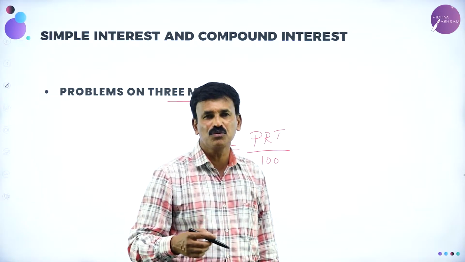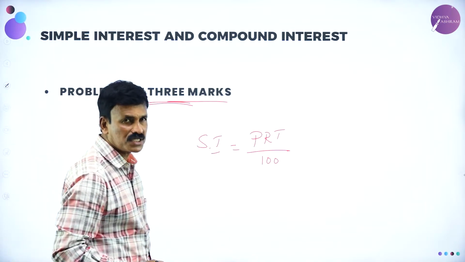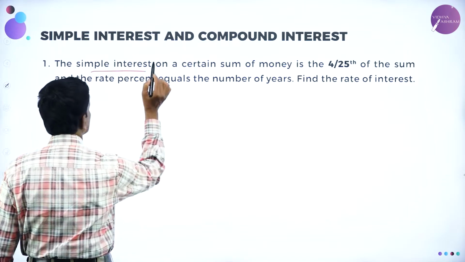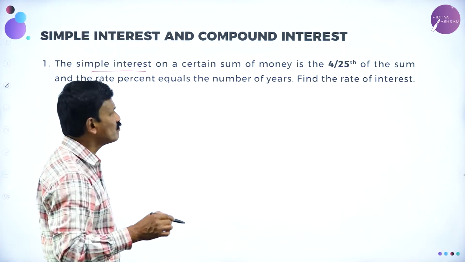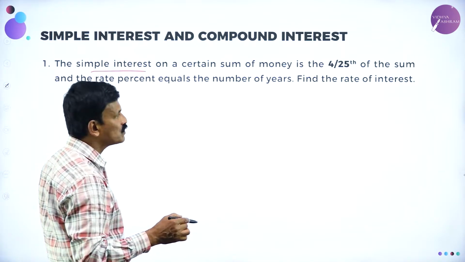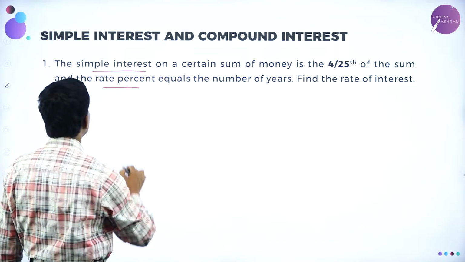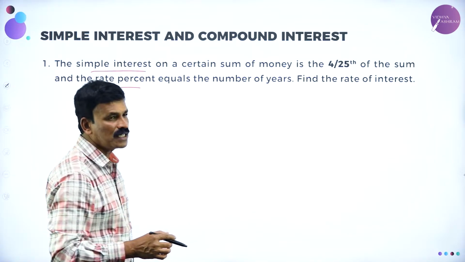Now, let me take a few more problems for 3 marks. Let us discuss 3 mark questions in this session. The first question is: the simple interest on a certain sum of money is 4 by 25th of the sum, and the rate percent equals the number of years. Find the rate of interest.